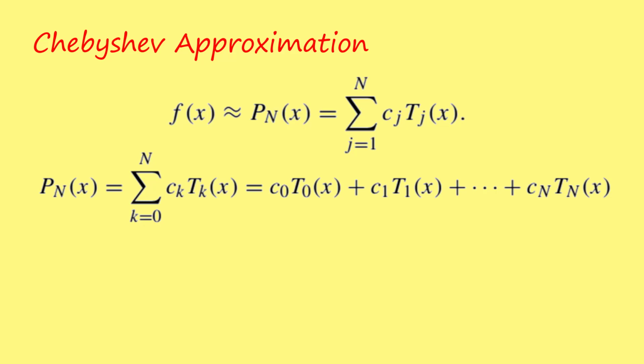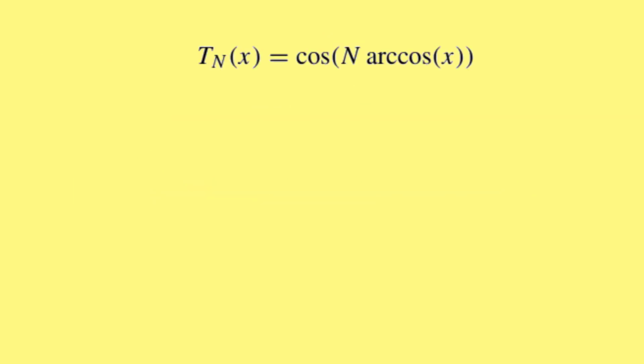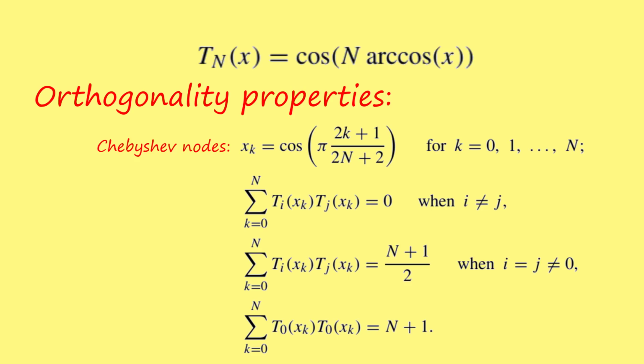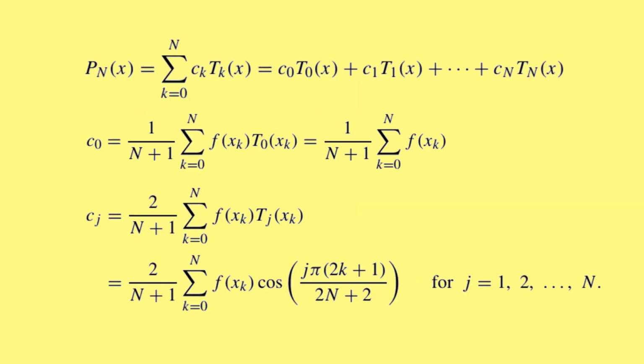Remember that generally, Chebyshev polynomials have this trigonometric form and the following orthogonality properties apply to them. You can find the proof for Chebyshev polynomials orthogonality in mathematical textbooks. The coefficients Cj are computed using the following formulas.